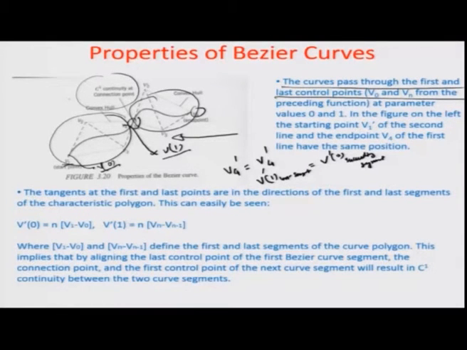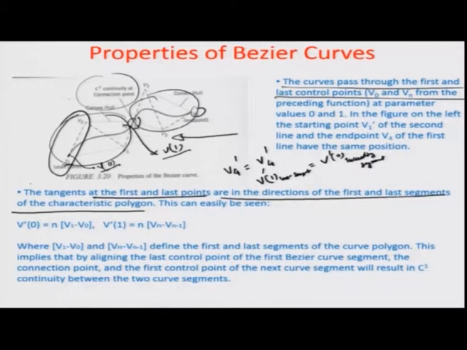So, the tangents at the first and the last points are in the directions of the first and last segments of the characteristic polygon. You can see here, for example, the tangent at v 1 is in the direction of v 2 minus v 1, and similarly the tangent here is in the direction of v 4 minus v 3, which is the last segment.